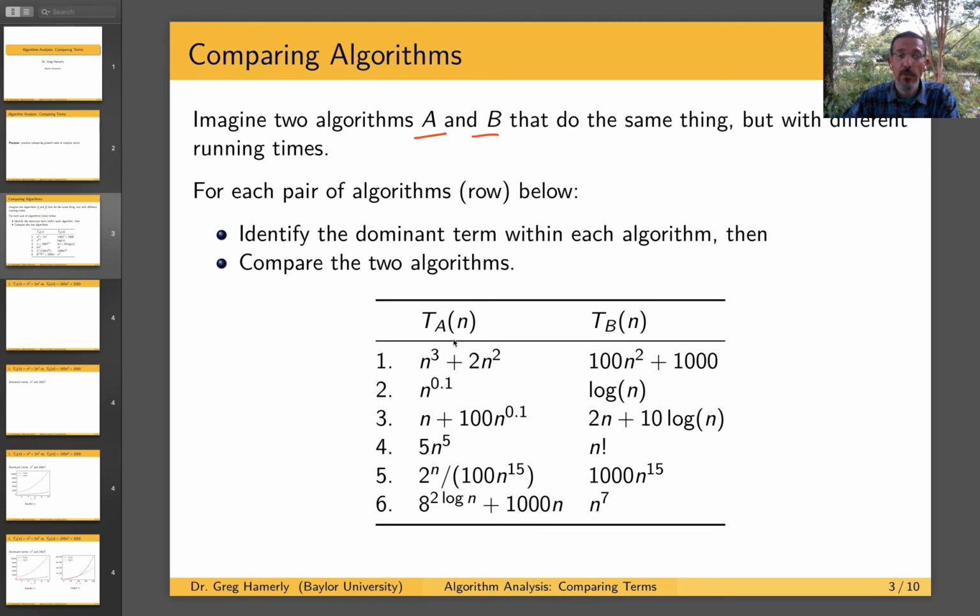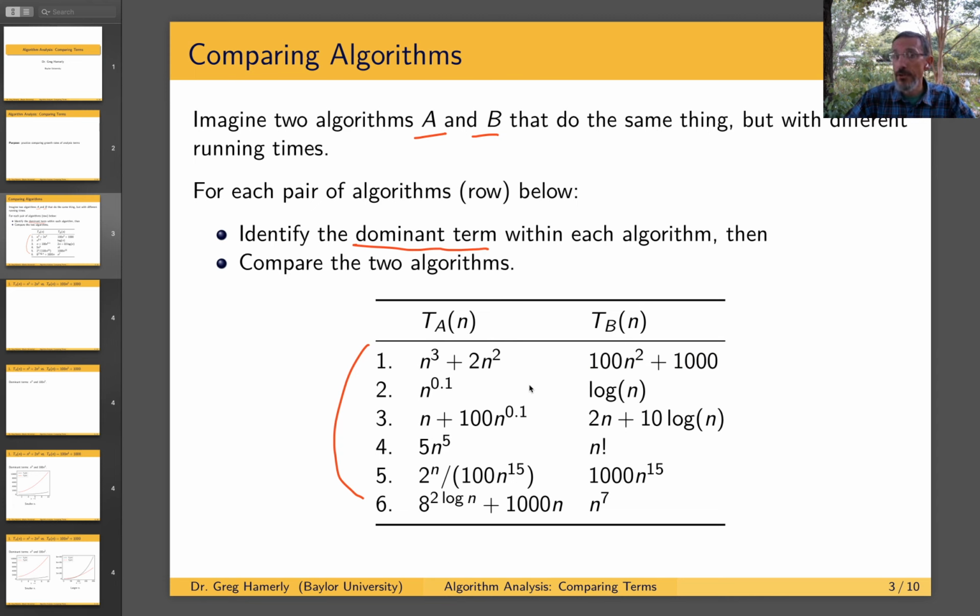And so let's imagine that we have actually 6 different versions of these. For each of these pairs, so this is a pair, this is a pair, and so on, for each of these rows, what I want you to do is identify within each runtime, so this is a runtime and this is a runtime, what is the dominant term. So here between n cubed and 2n squared, what's the dominant term? And for here, between 100n squared and 1000, what's the dominant term? And then use those dominant terms to compare these two algorithms on that row and determine which one's faster, okay?